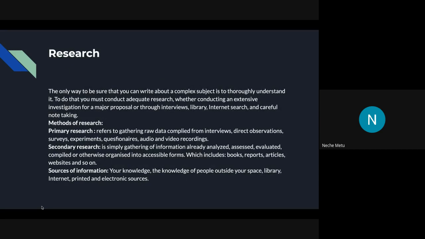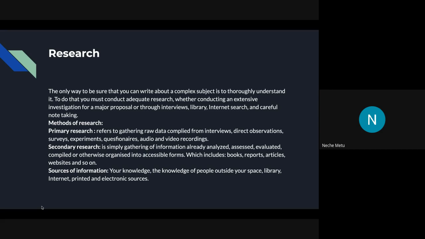Okay, we are going to be looking at the second step in successful writing: research. The only way to be sure that you can write about a complex subject is to thoroughly and extensively understand it. And we cannot understand it without conducting adequate research, whether you're conducting an extensive investigation for a major proposal, or doing interviews, a lively internet search and careful note taking. You can't even write about a concept when you don't understand it. You yourself have to first understand it. And how do you get to understand it? Researching. There are a lot of libraries and documents all around the world that you could use to get more information.